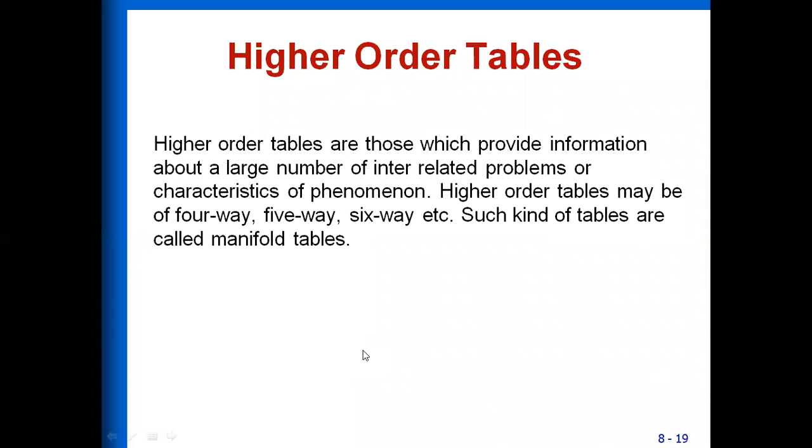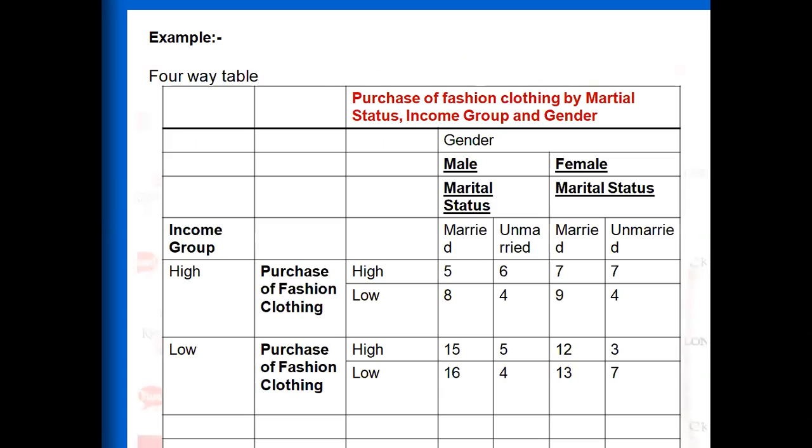Then higher order tables. Similarly, we can also formulate higher order tables. It can be 4-way, 5-way, 6-way. So this is the example of a 4-way table. In this, we have taken 4 categories: purchase of fashion clothing, marital status, and income group. And the 4th one is gender.